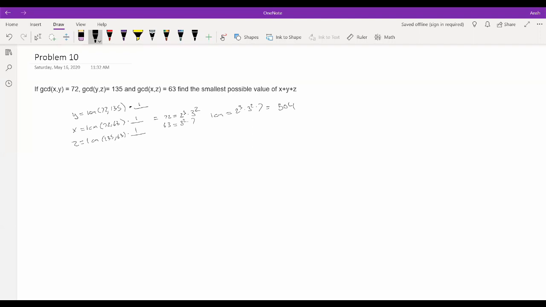So doing this with y and z, normally you do this by hand, but we have that y is 1080 and z is 945.